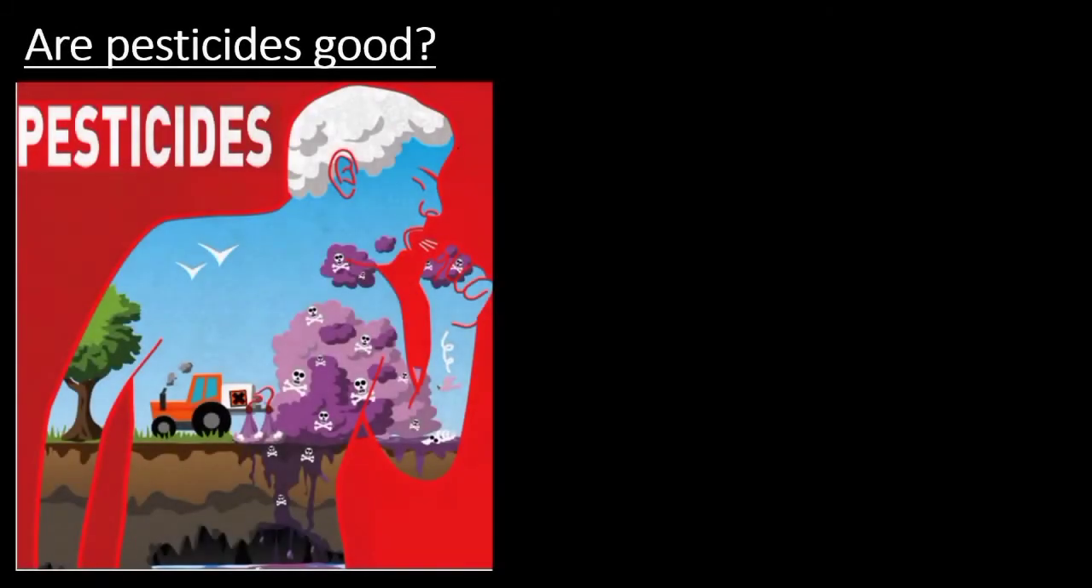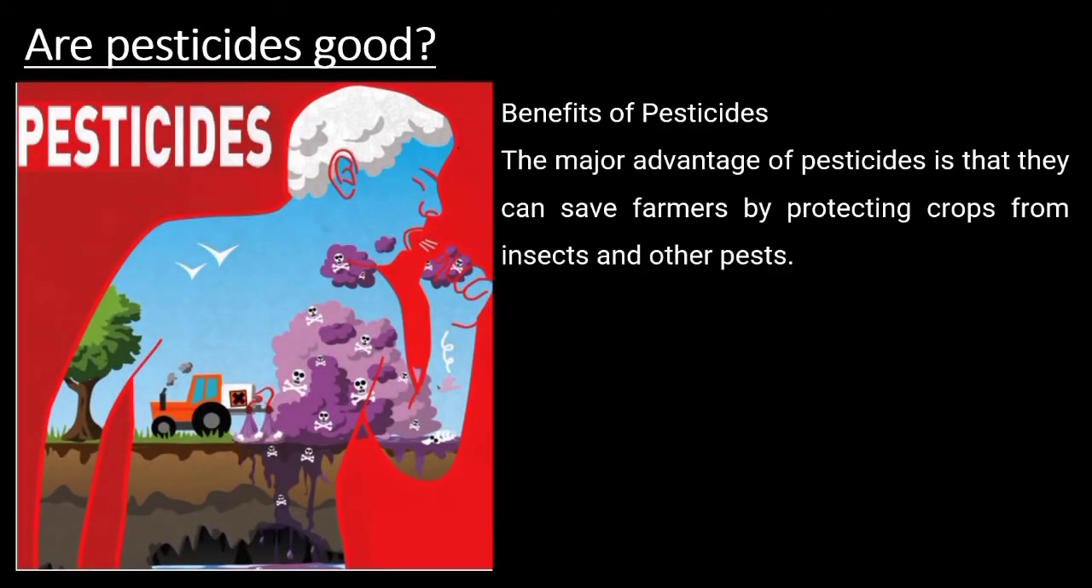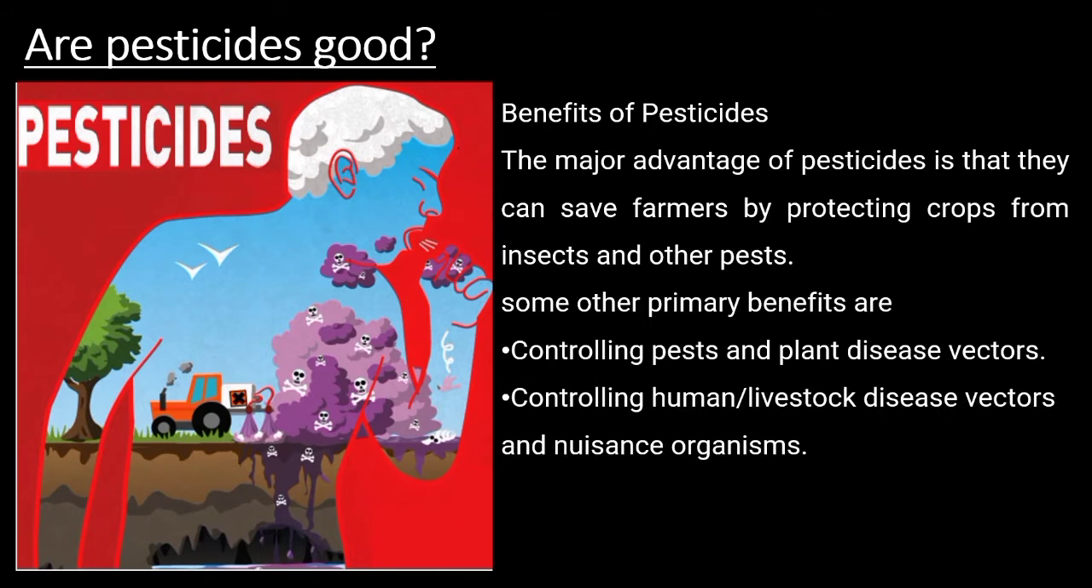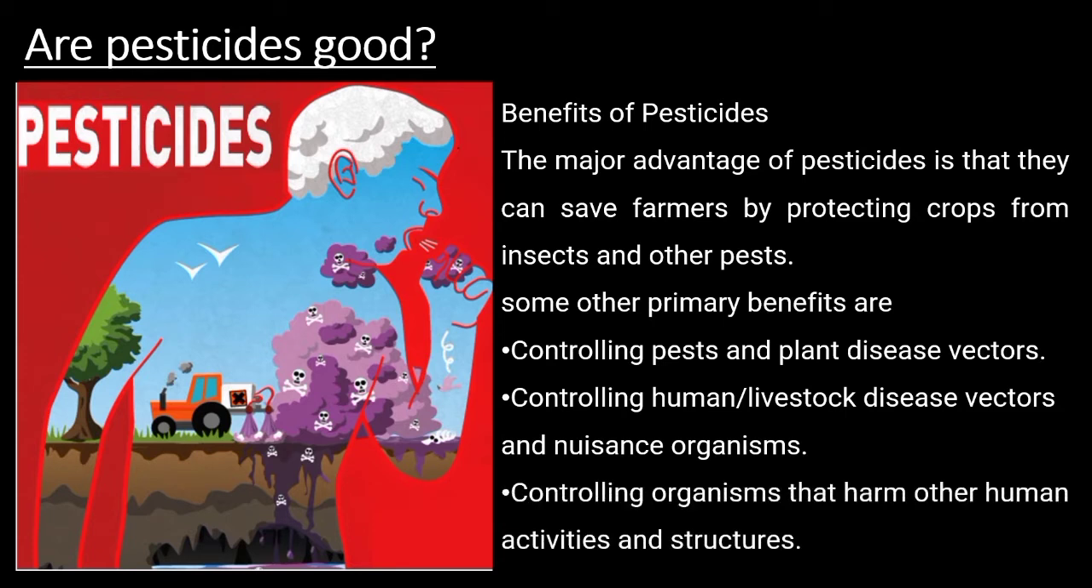What are the benefits of pesticides? The major advantage of pesticides is that they can save farmers by protecting crops from insects and other pests. Some other primary benefits are controlling pests and plant disease vectors, controlling human, livestock disease vectors and nuisance organisms, controlling organisms that harm other human activities and structures.